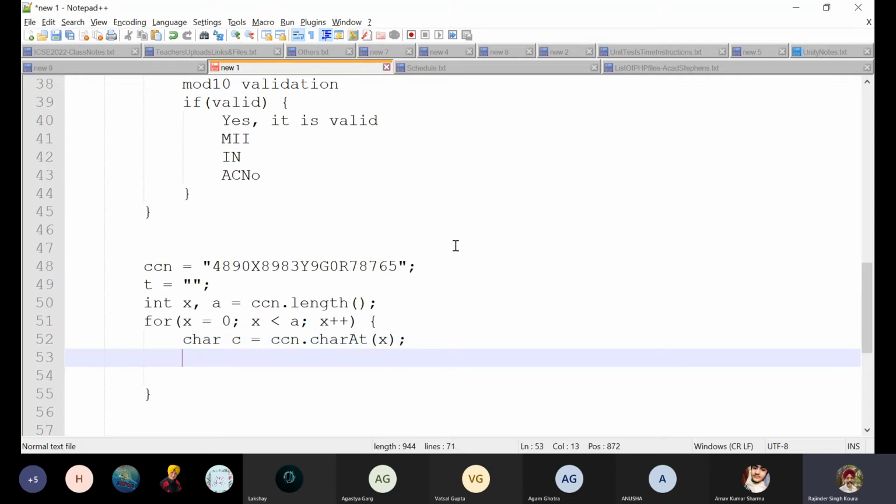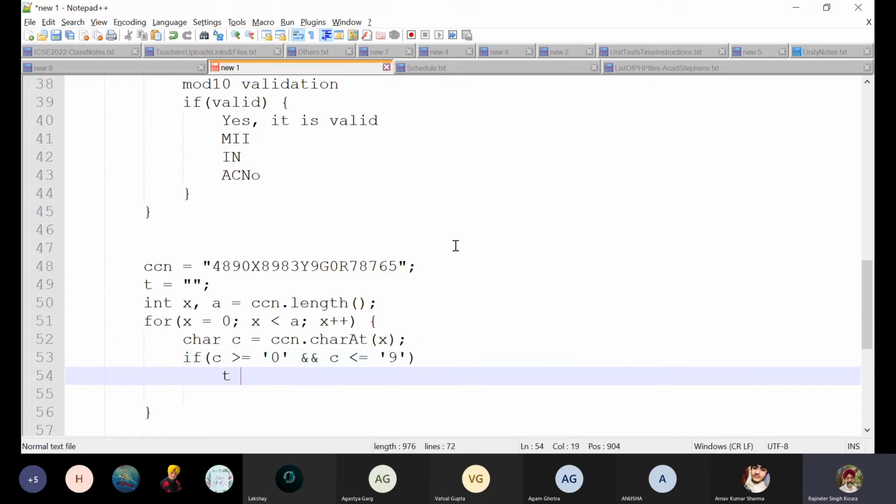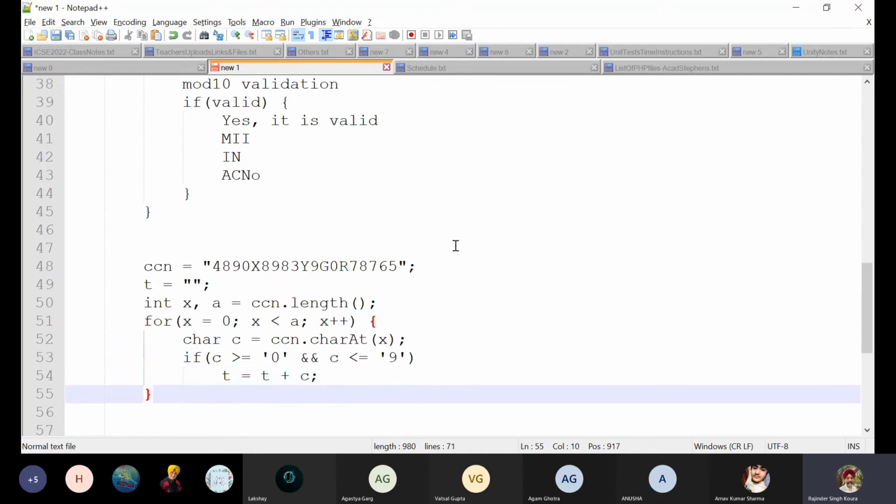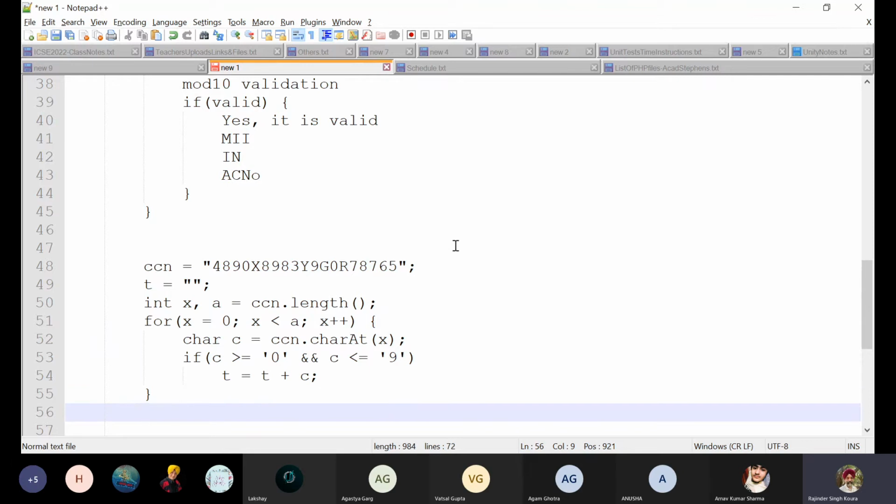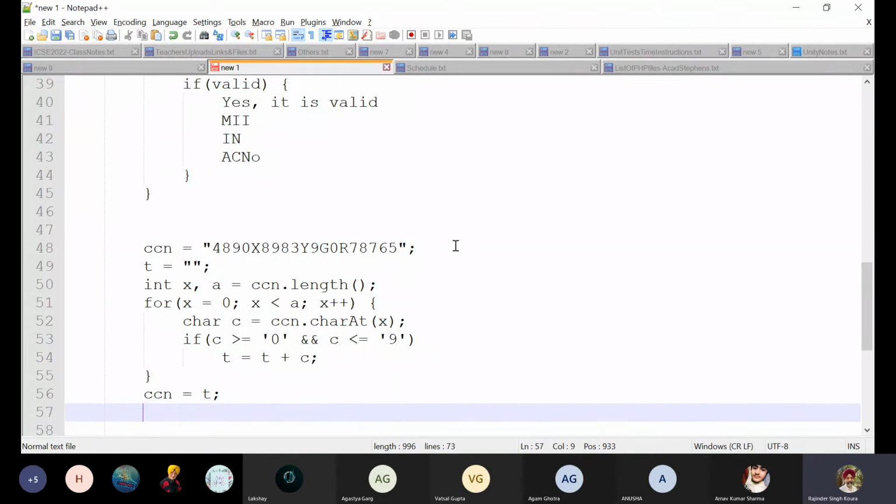I will check whether it is a digit. How can I check? If c is greater than or equal to '0', which is a char, and c is less than or equal to '9', that means this must be a digit. So I will say t is equal to t plus c. So t is going to accumulate all the c's from the string which are only digits. Now I will write ccn is equal to t. So my ccn now will contain only digits.